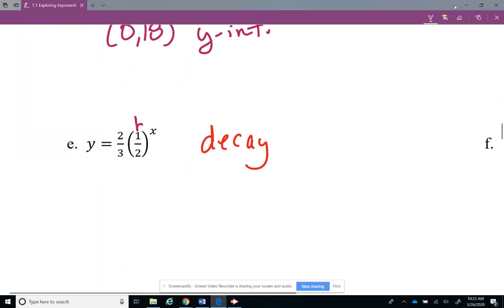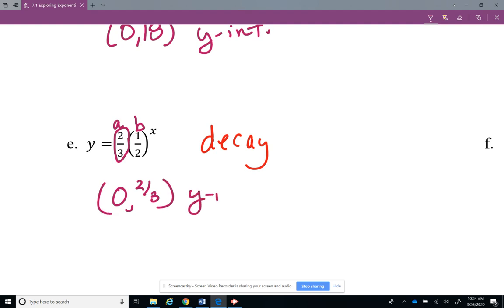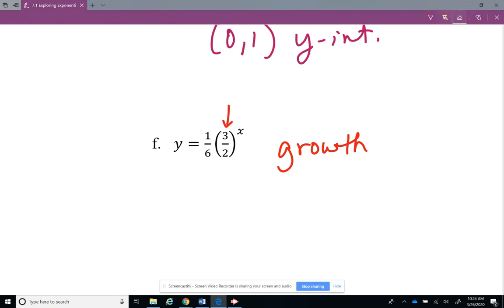All right, look at E. This is our B. This is our A. Our A is our y-intercept. So that's 0, 2/3. Y-intercept. All right, let's look at our F. This is our B. This is our A. A is y-intercept. So you're going to put 0, 1/6. That is your y-intercept.